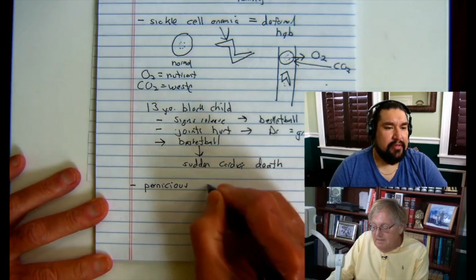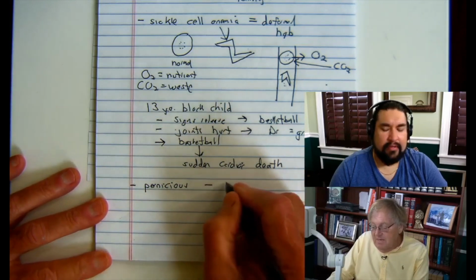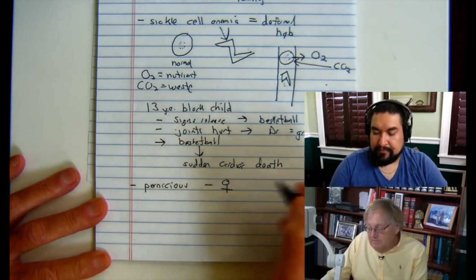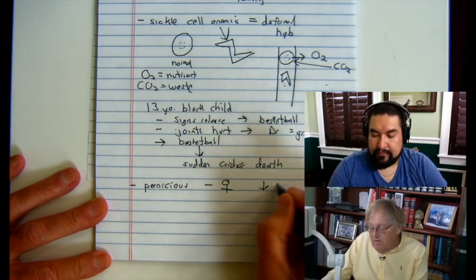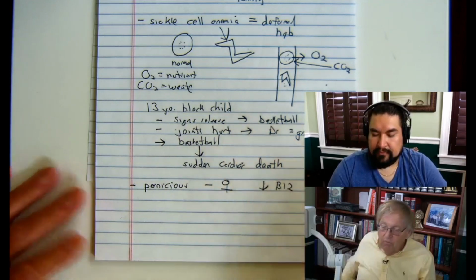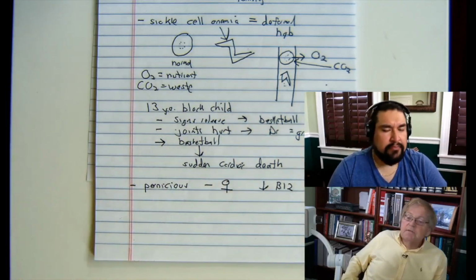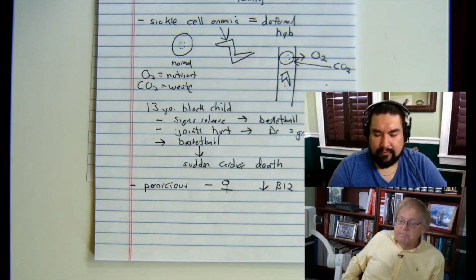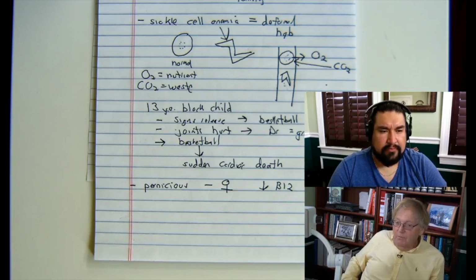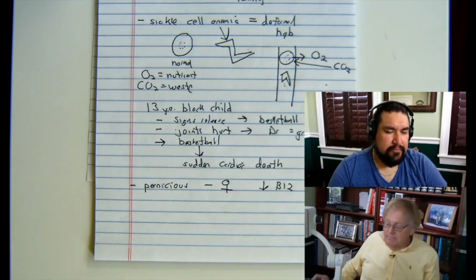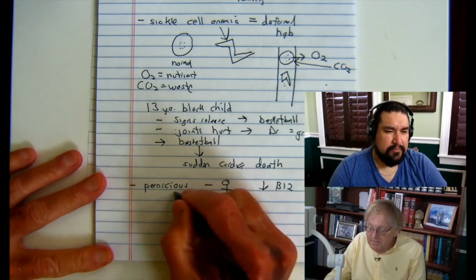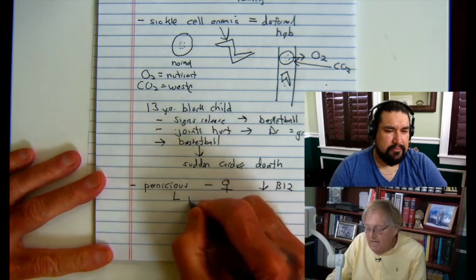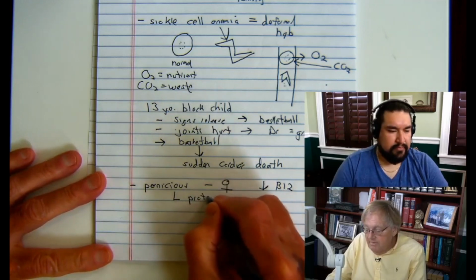Pernicious anemia is generally going to be a female disorder. It's going to be from a decreased B12, and therefore another significant pathology to remember is pernicious anemia. A way to remember it is that probably a lot of you are familiar with something called a proton pump inhibitor.